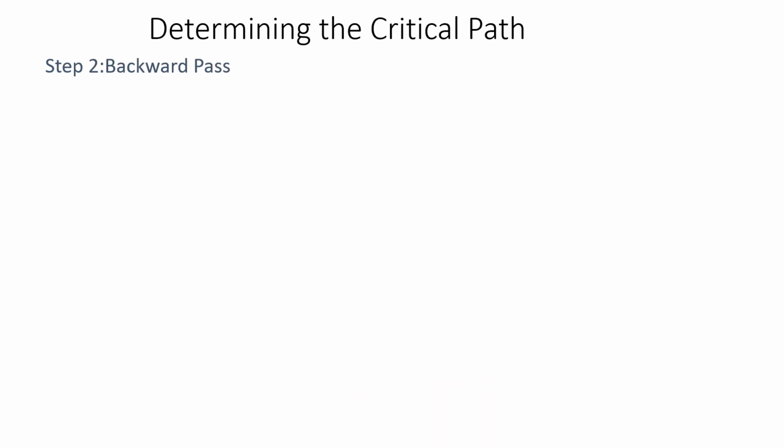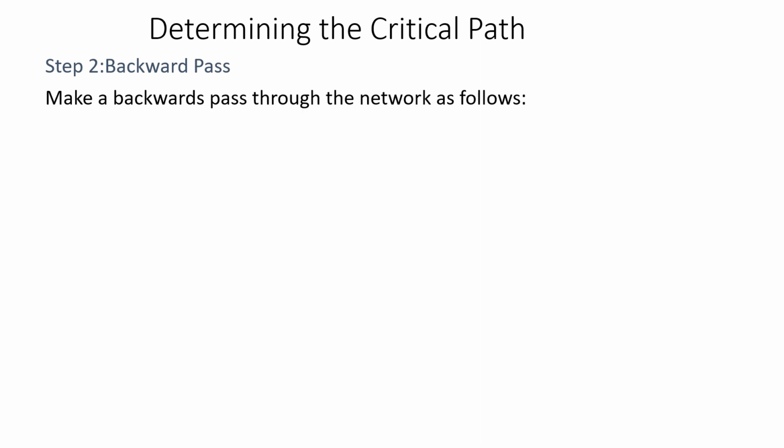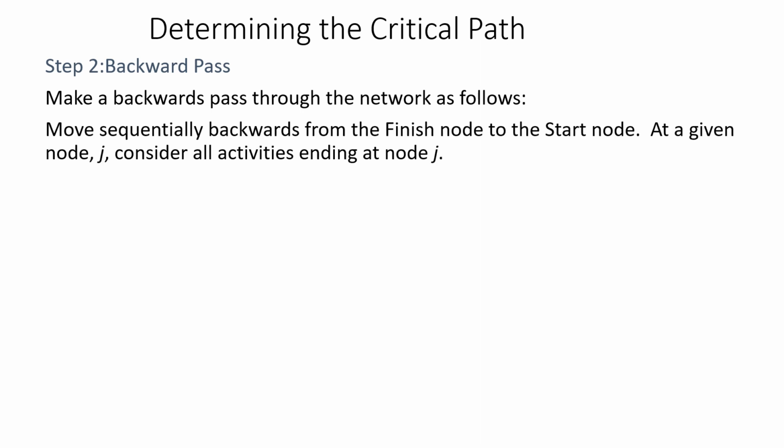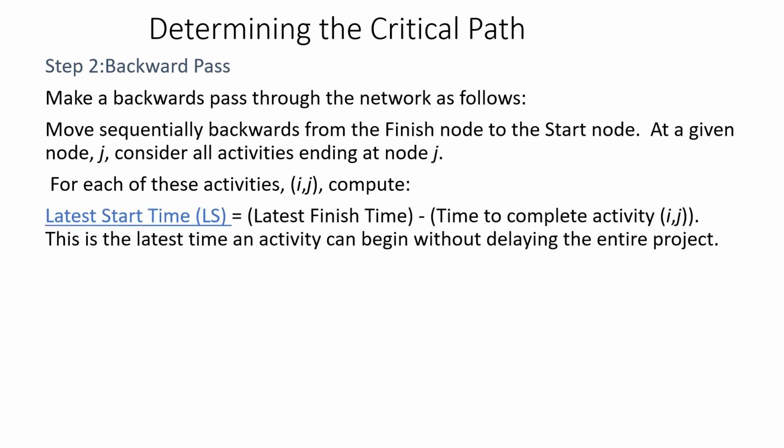Now, the second step in determining the critical path is called the backward pass. So we make a backward pass through the network as follows. We move sequentially backward from the end or finish node to the start node. At any given node J, we consider all activities which are ending at node J. For each of these activities Ij, we compute first the latest start time. Latest start time equals latest finish time minus time taken to complete the activity Ij.